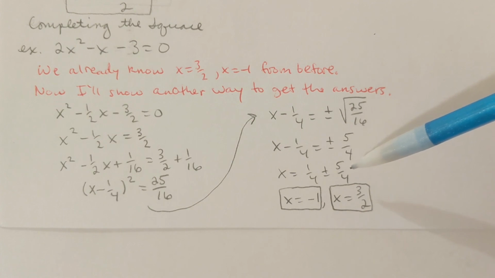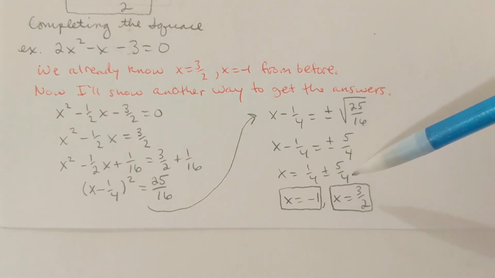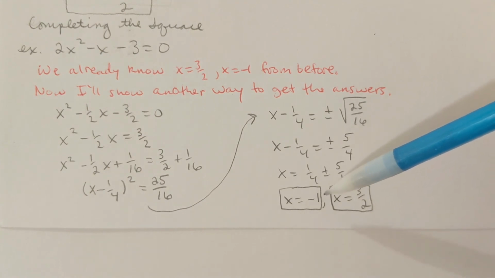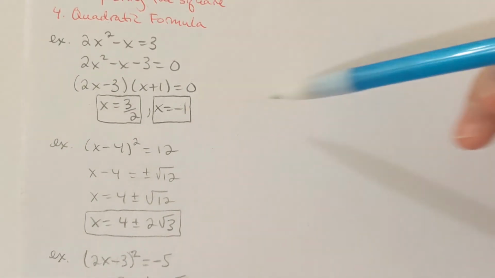1/4 plus 5/4 gives me 6/4. 6/4 reduces to 3/2. And 1/4 minus 5/4 gives me negative 4/4, which reduces to negative 1. Negative 1 and 3/2 are the two answers that we saw to that equation.